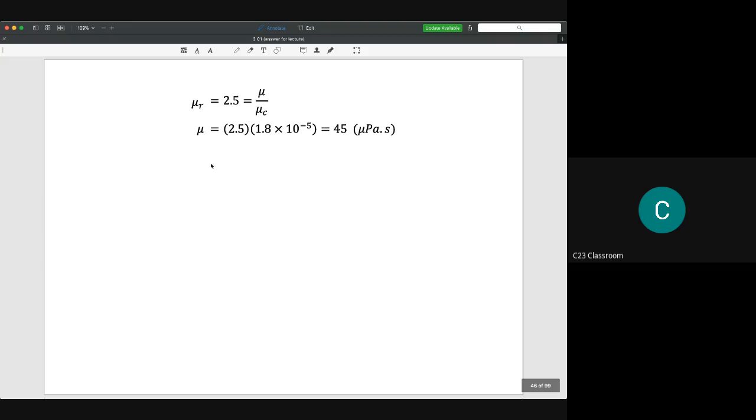We know that the mu R here is equal to 0.5, and the equation is mu over mu c, the critical viscosity. So we substitute the value, and we could estimate the value of dynamic viscosity is equal to 45 micropascal second.